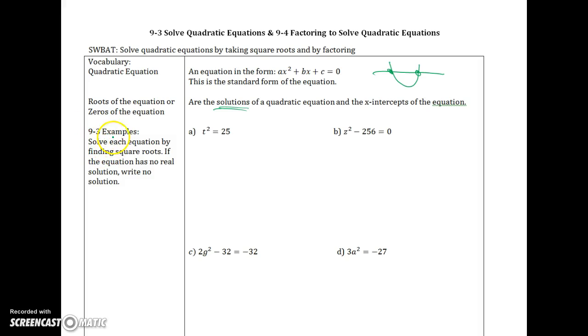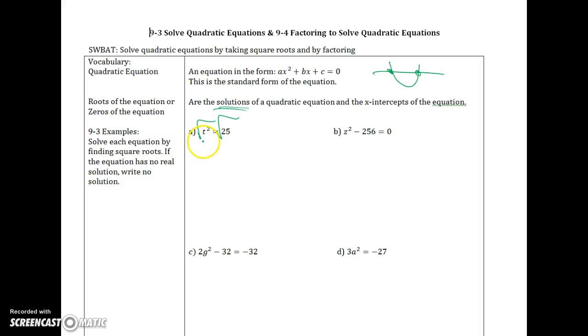So for 9-3, solving quadratic equations, we're going to solve these by taking square roots. Solve each equation by finding the square roots. If the equation has no real solution, just write no solution. So we have t squared equals 25. Inverse operations, like the inverse of addition is subtraction. The inverse of multiplication is division because they undo each other. The inverse of squaring a number is to take the square root of it. So in order to get rid of that squared, I'm going to square root on both sides.